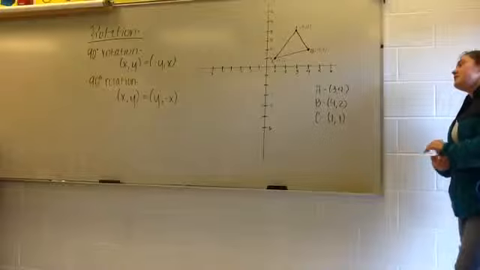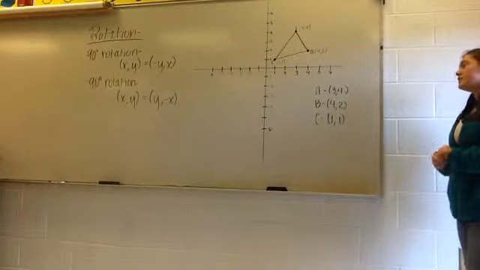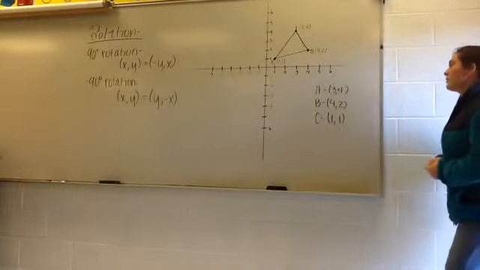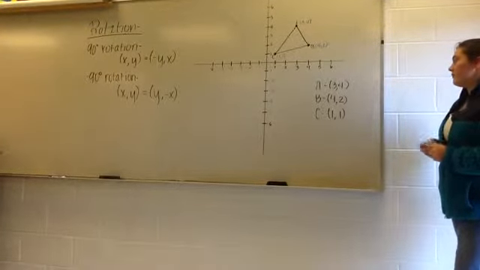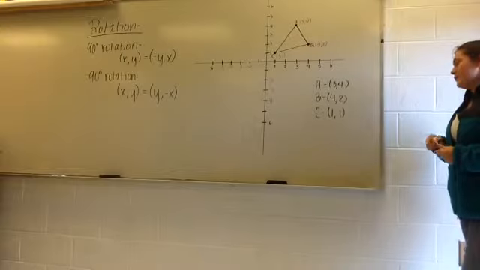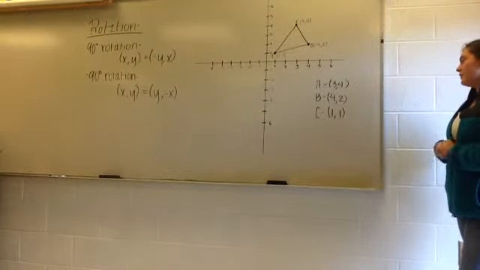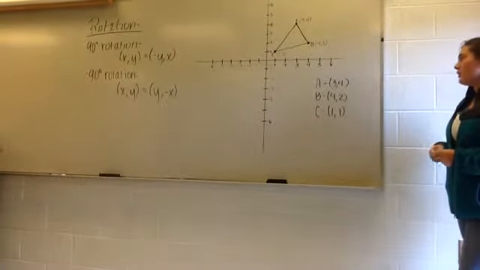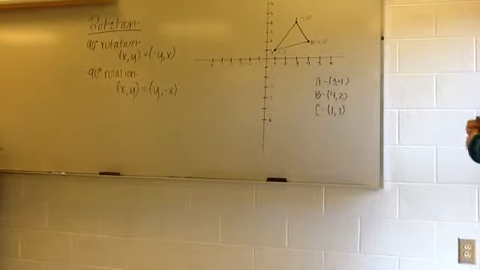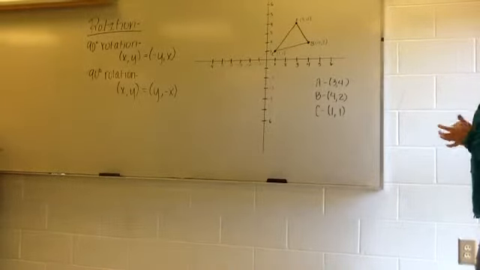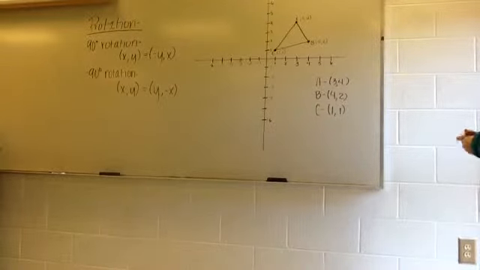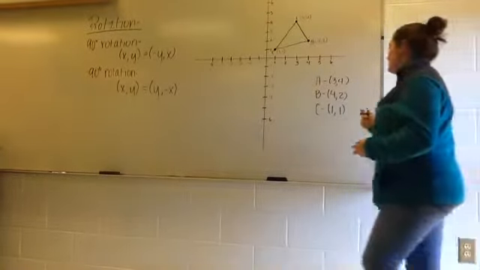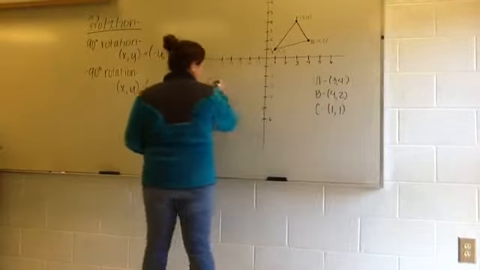Our first example today is of a 90-degree rotation. First, we'll look at our points. For point A, it is at 3, 4. For point B, it's at 4, 2, and C is at 1, 1. To make a 90-degree rotation, if you look at your step, it says (x, y) equals (negative y, x). So what you're going to do first is switch your x and y values.